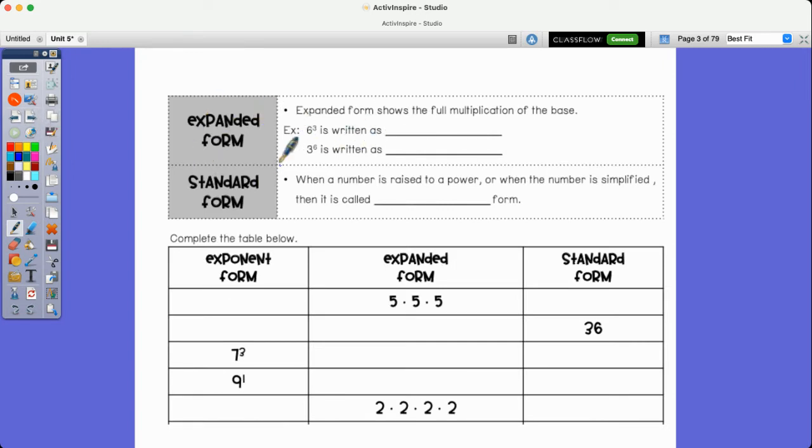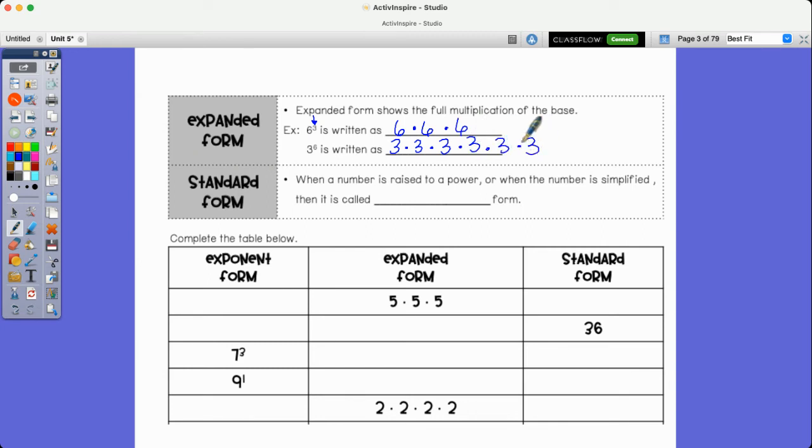Okay, so we are going to look at 2 more definitions, expanded form and standard form. Expanded form shows the full multiplication of the base. So 6 to the 3rd power is written as 6 times 6 times 6. See that exponent right there tells me how many 6s I have to have. So 3 to the 6th would be 3 times 3 times 3 times 3 times 3 times 3.